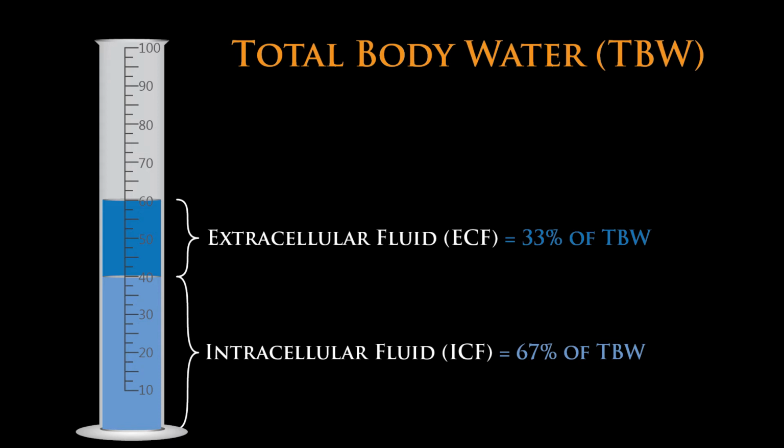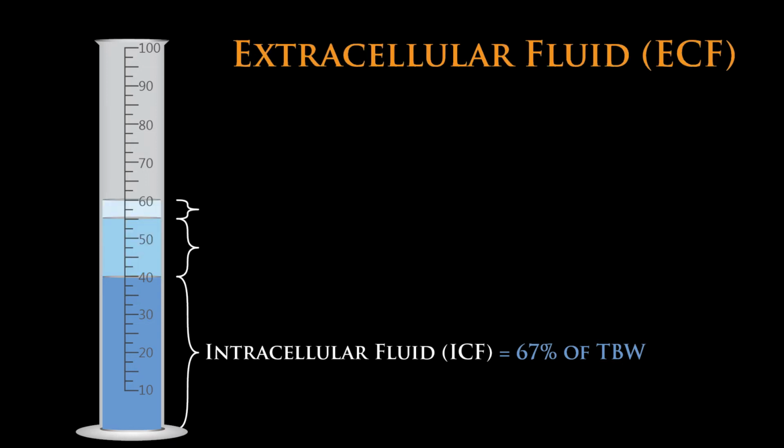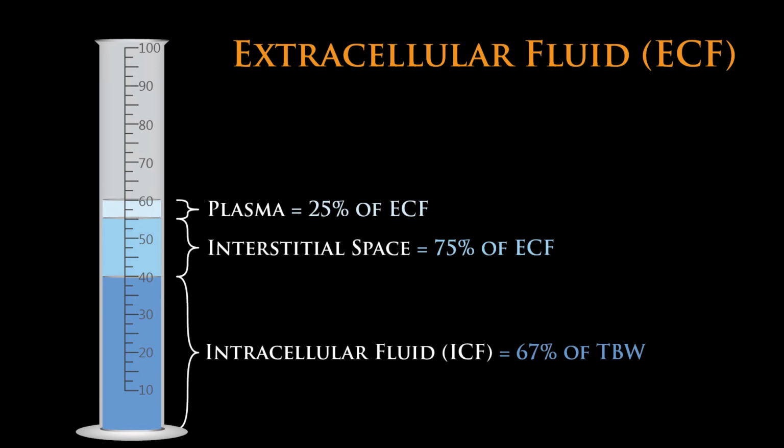In addition, the extracellular fluid compartment is divided into 2 smaller compartments. The larger of the 2 is referred to as the interstitial fluid space, and it contains 75% of the extracellular fluid, while the smaller compartment is referred to as the plasma fluid space, and it contains 25% of the extracellular fluid.